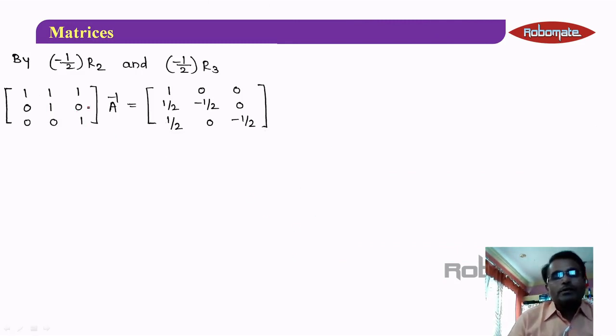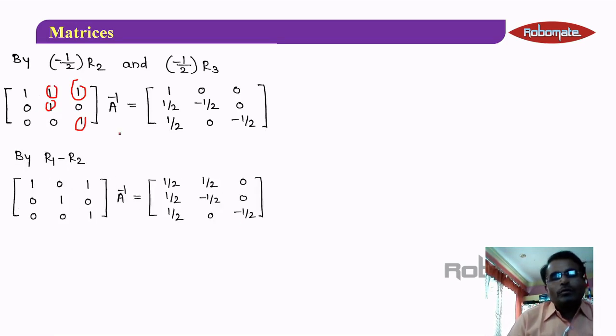Now once you get this, using this element you can reduce this to 0, and using this element you can reduce this to 0. So 2 steps we have to consider, R1 minus R2. Due to R1 minus R2, this becomes 0.